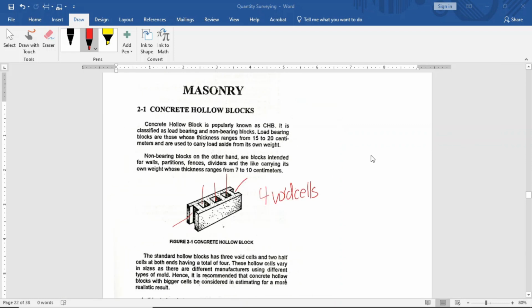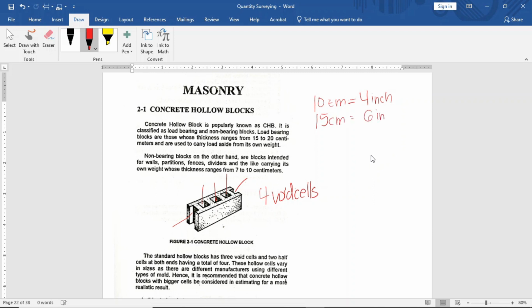Sabi kanina, ang general thickness ng hollow blocks natin ranges from 7 to 10 centimeters. So, 10 centimeters is equal to 4 inches. Yan yung typical na hollow block na bibilhin natin sa market. Meron din tayong 15 centimeters or 6 inches na hollow blocks. So, ang typical na hollow block natin, ito yung dimension.